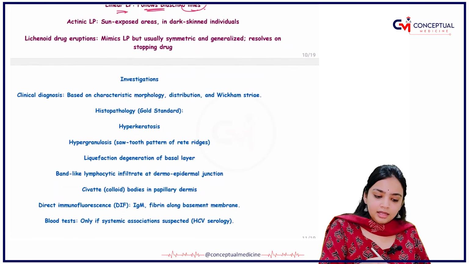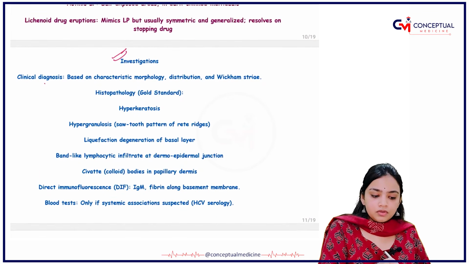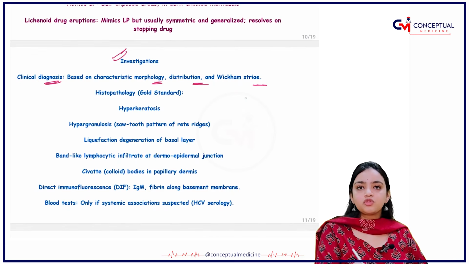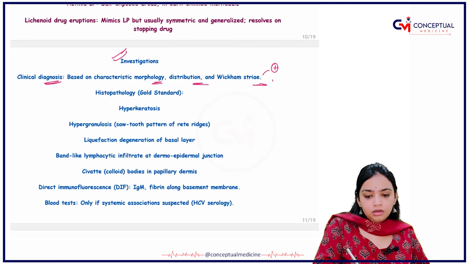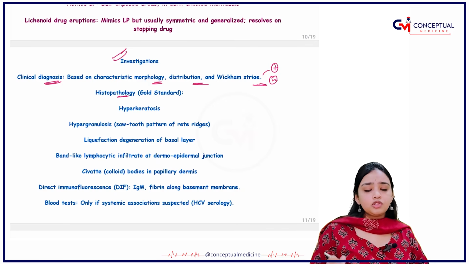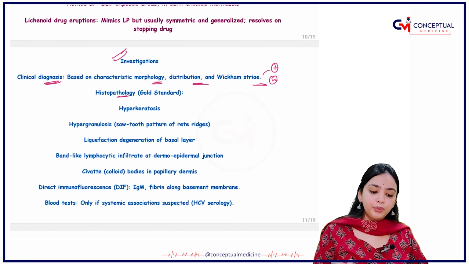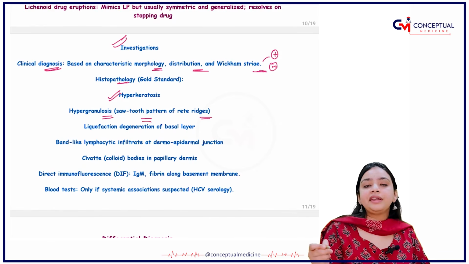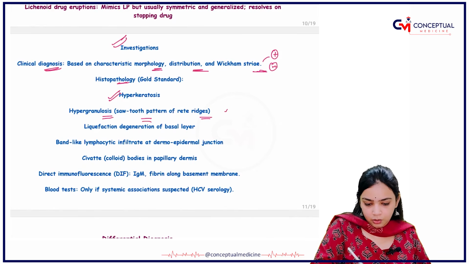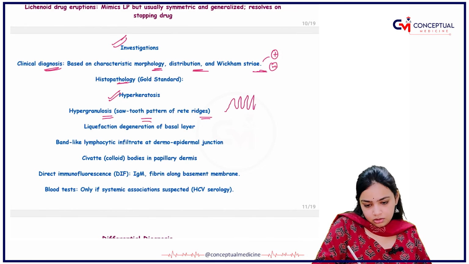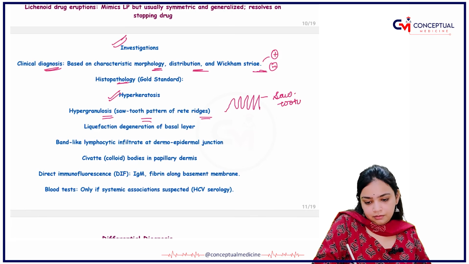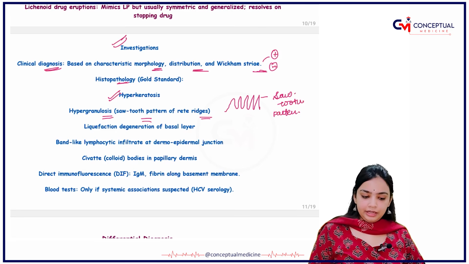Next thing, what are the investigations you will order? First one is clinical diagnosis, based on the morphological distribution and obviously on the Wickham Striae, whether it is present or not. Histopathology is the gold standard that we do. In hyperkeratosis, there will be hypergranulosis and a sawtooth pattern in the rete ridges. This is like a sawtooth pattern that you will be able to appreciate in the rete ridges, right?